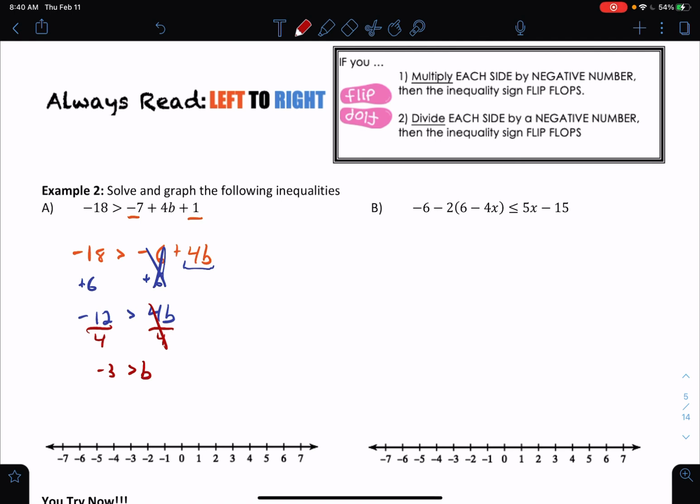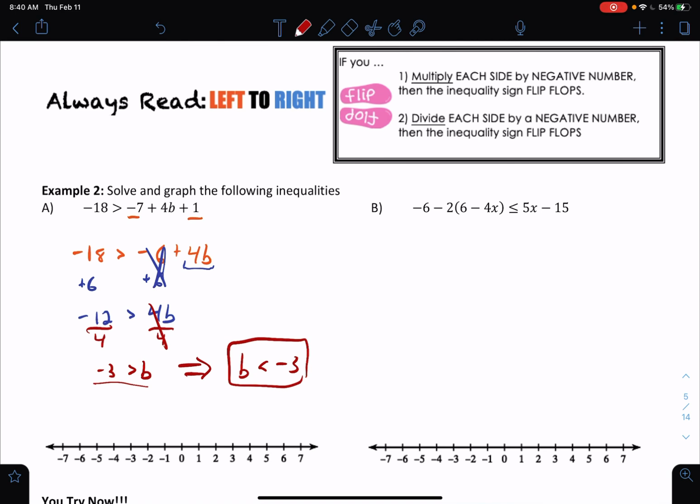Okay? Normally, we want the variable first. So if negative 3 is greater than b, if I flip this around, it would be the same thing as saying b is less than negative 3. Both of these answers are saying the same thing, so they're both technically correct. It is just more traditional and common to have your variable be first. That way you can see what the relationship is with that variable. b is less than negative 3.